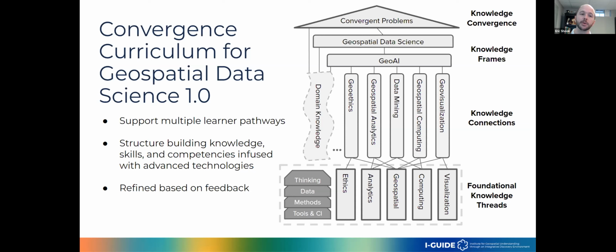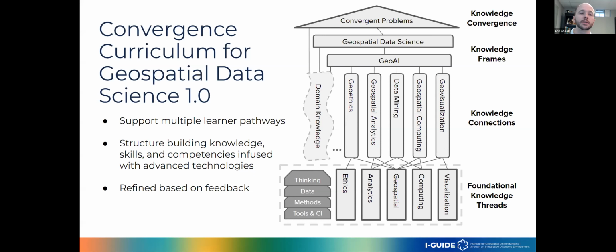Starting at the bottom, we have foundational knowledge threads. The idea of foundational knowledge threads is that we have these components that sit by themselves, and everybody should understand a little bit of each of these components in order to be an effective person who is going to help tackle convergent problems. But these things can stand alone. So for example, you can learn about visualization without talking about analytics. You can learn about geospatial without understanding ethics.